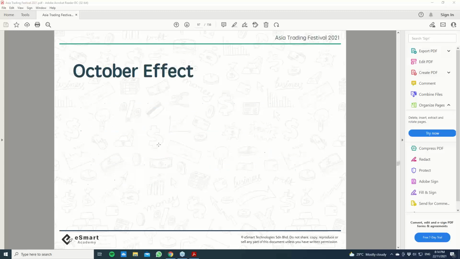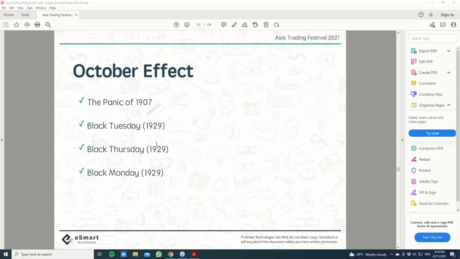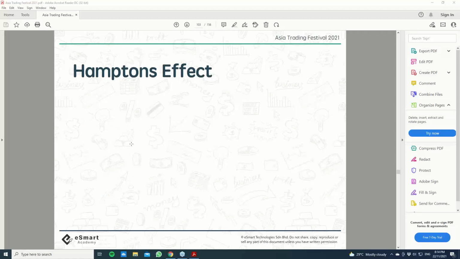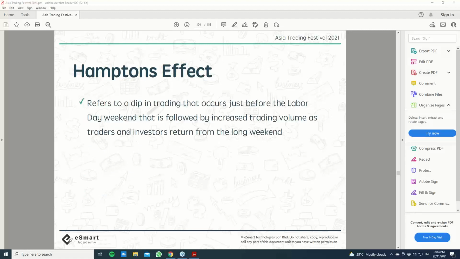So again, all these are effects of it. You can see all these major crashes actually happened in October: in 1907, 1929, we have Black Tuesday, Black Thursday, Black Monday as well. Another one in 1987. A lot of major crashes happened in October, and that's the psychological effect. So there are many.